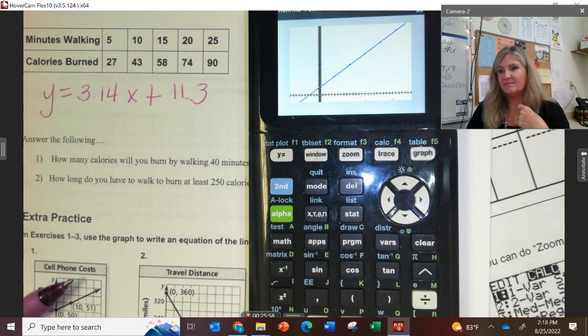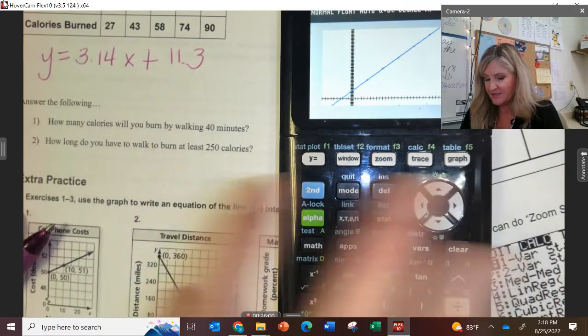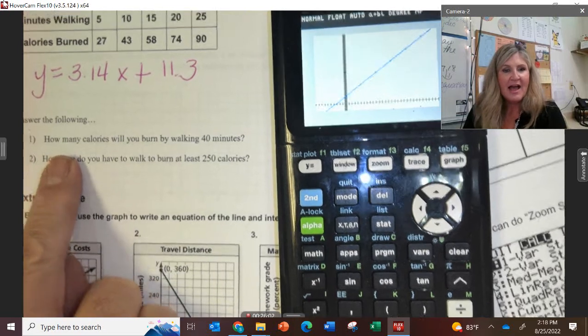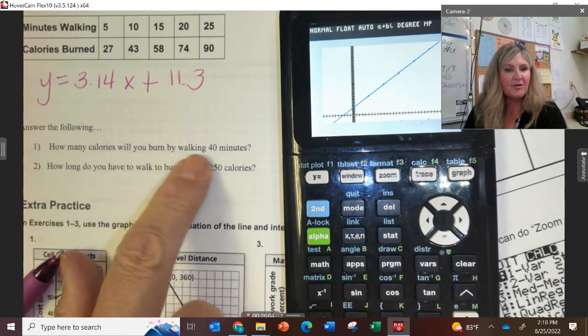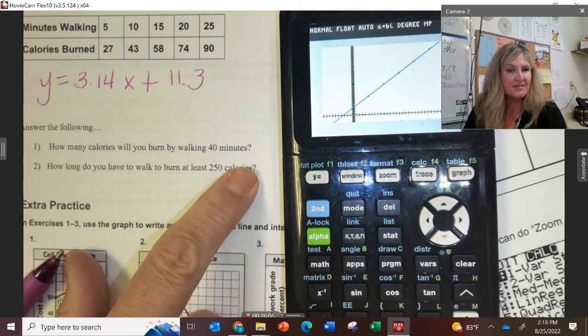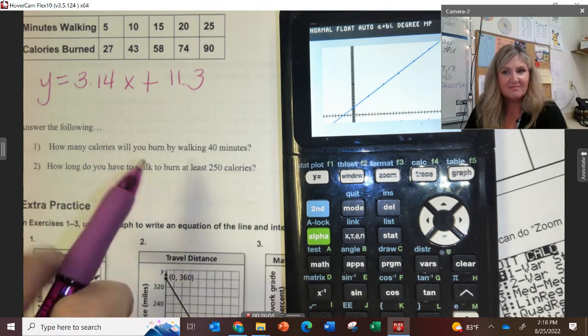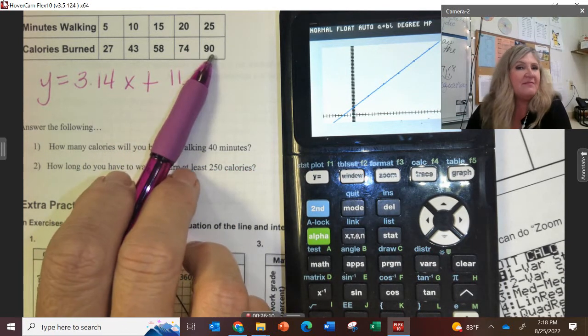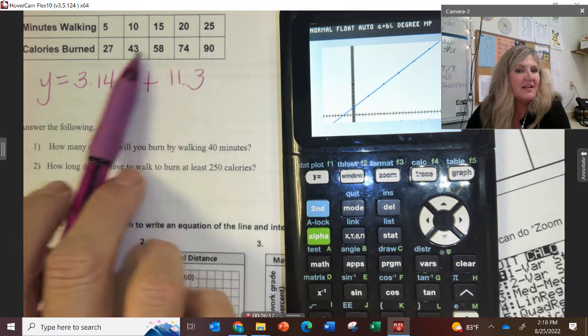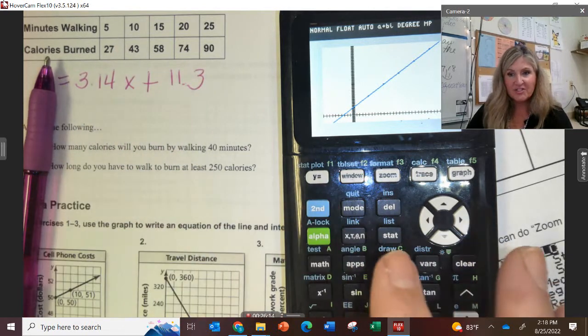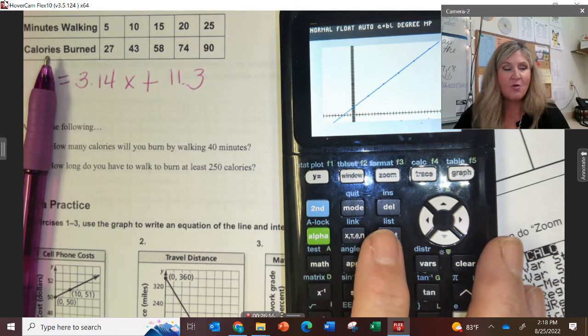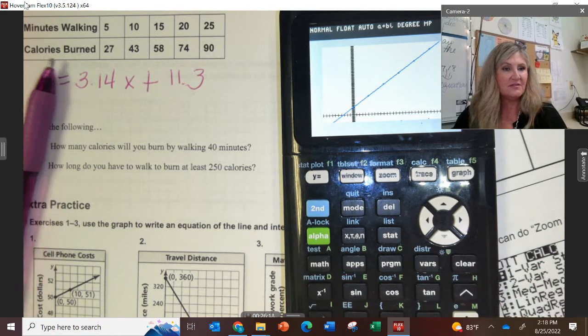All right. Okay, guys, let's go down here now. How many calories will you burn by walking 40 minutes? More than 90, right? We know more than 90. Guys, does anyone have an idea of how we can figure that out?